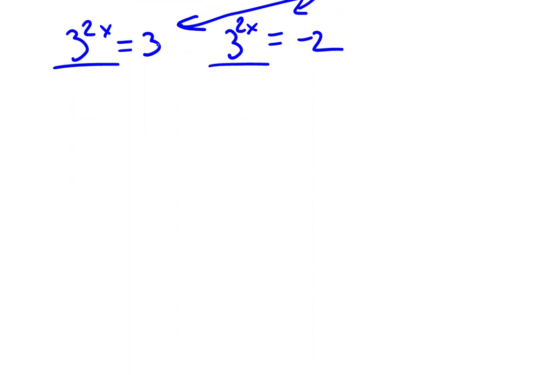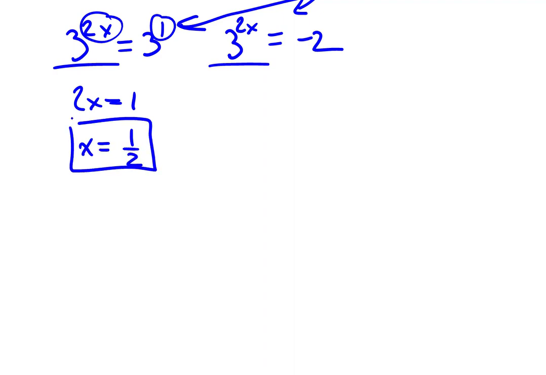Well, that's a pretty simple example of both sides being written as the same base to some power. Remember, 3 is really 3 to the 1, which means we can just go ahead and equate those exponents to say 2x must equal 1, which means x must equal 1/2, and there is one of our solutions.